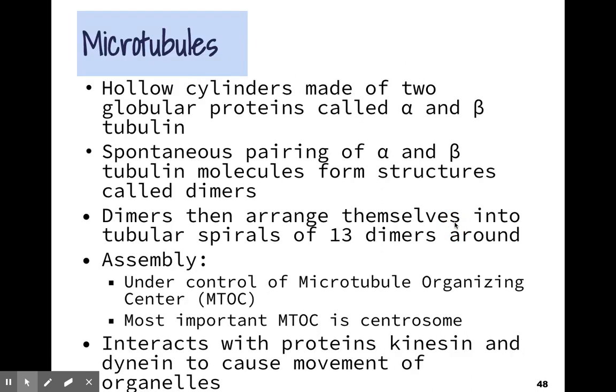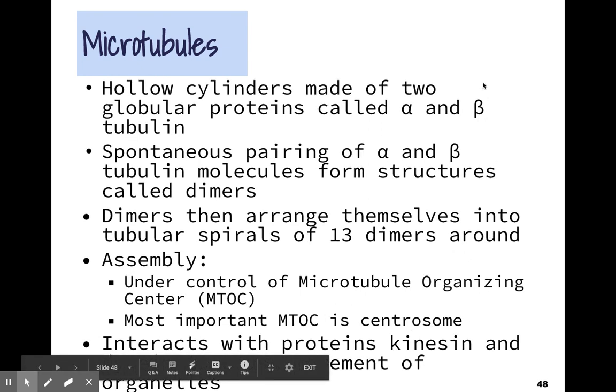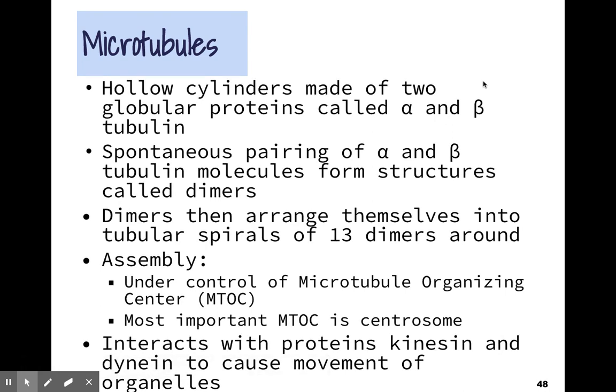All right, the next one is our microtubules. Microtubules are hollow cylinders made up of two globular proteins called alpha and beta tubulin. The spontaneous pairing of the alpha and beta tubulin molecules forms these structures, which are called dimers. Dimers then arrange themselves into a tubular spiral of 13 dimers around. The assembly is under the control of the microtubule organizing center, and the most important MTOC is the centrosome.